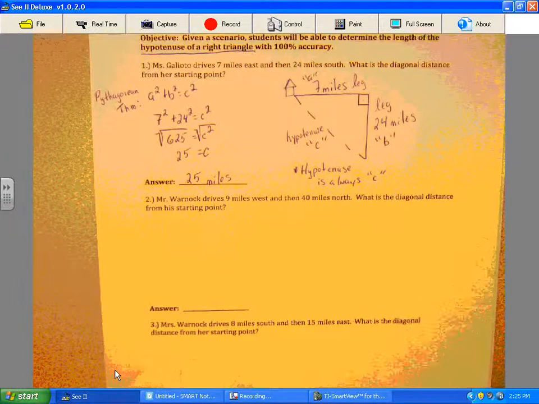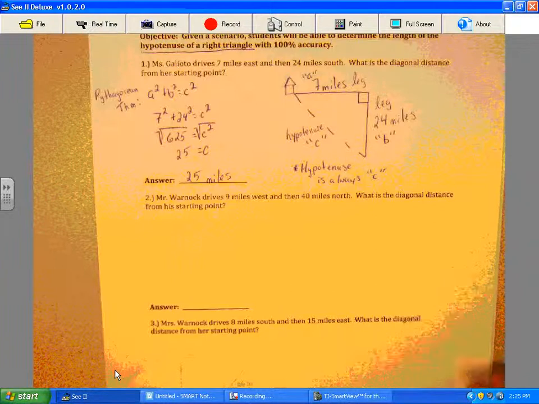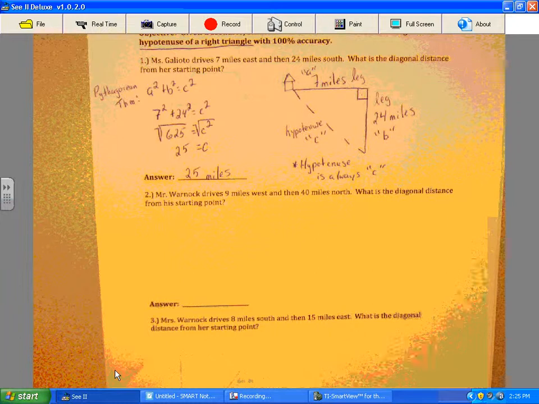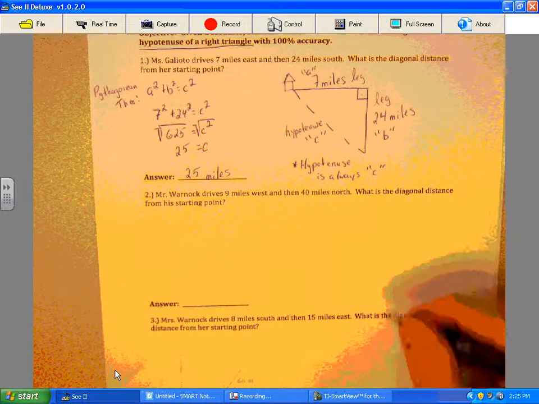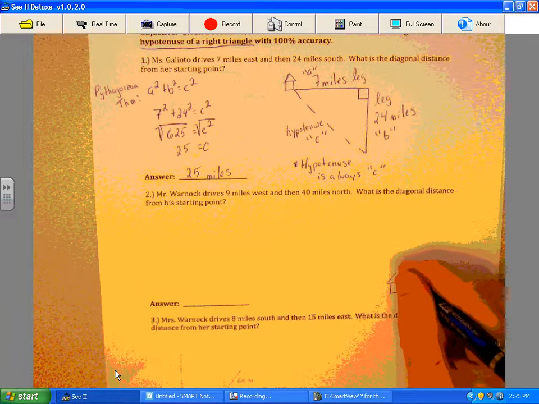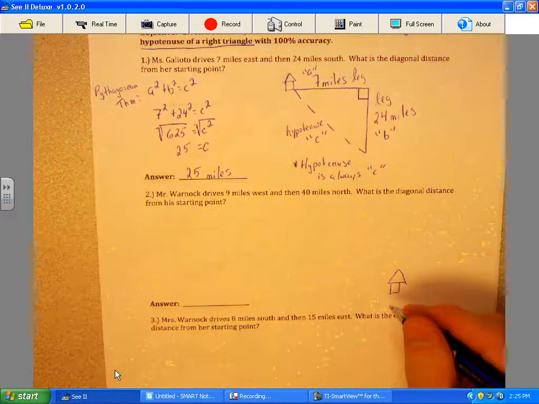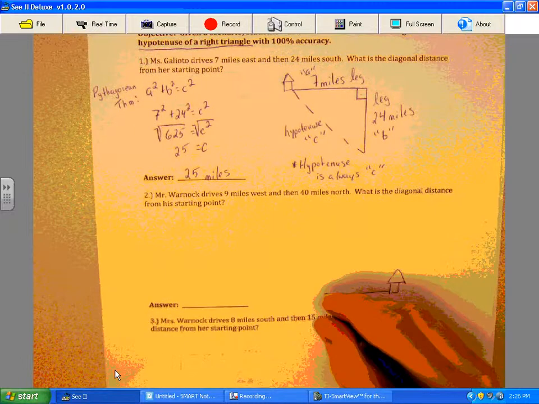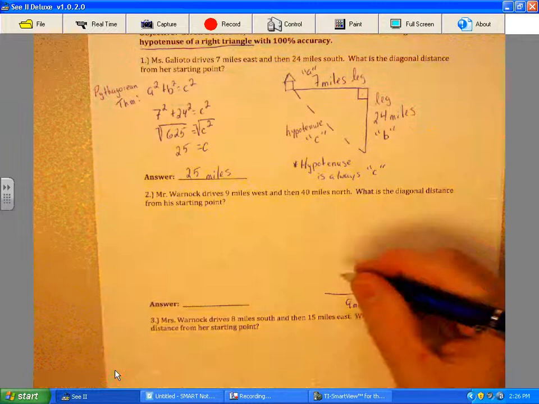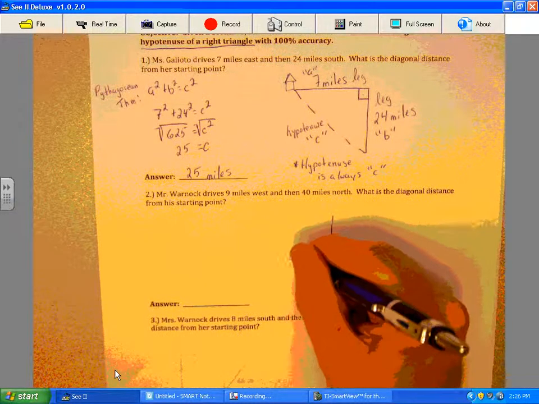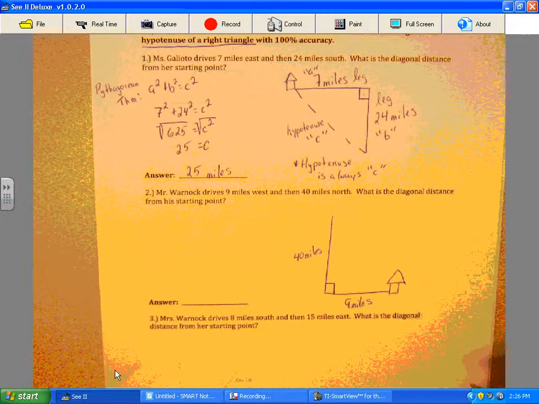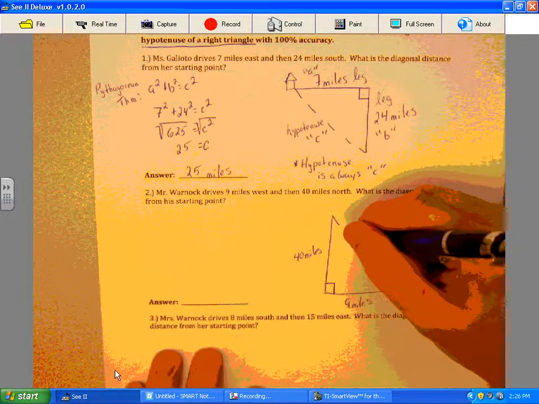Okay, looking at example 2. Mr. Warnock drives 9 miles west and then 40 miles north. What is the diagonal distance from his starting point? So here's my house. And I'm driving 9 miles west. So that's 9 miles. And then 40 miles north. So right there is that right angle. And we want to find that diagonal distance, represented here by this dotted line.